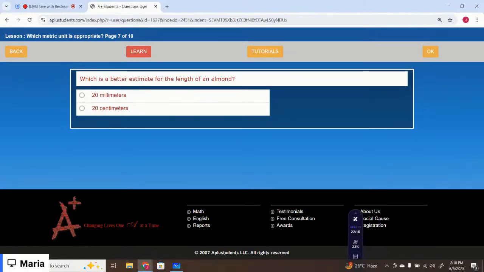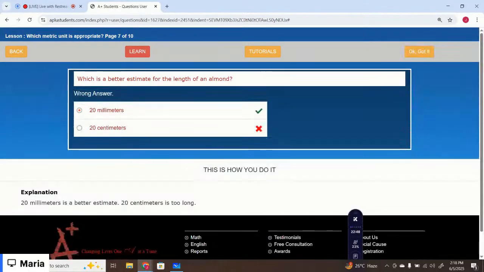Which is a better estimate for the length of an ornament, 20 millimeters or 20 centimeters? So which is the correct option? That is 20 millimeters, because 20 centimeters is too long for the ornament.